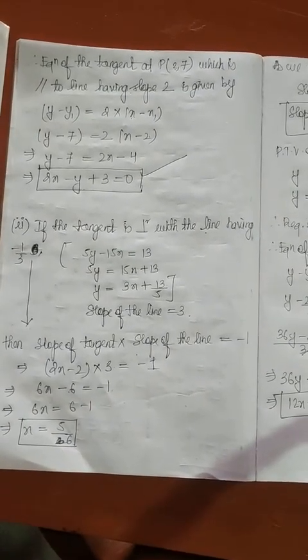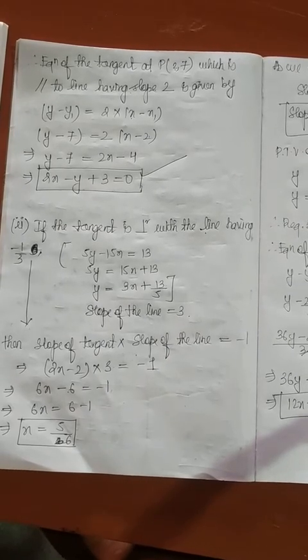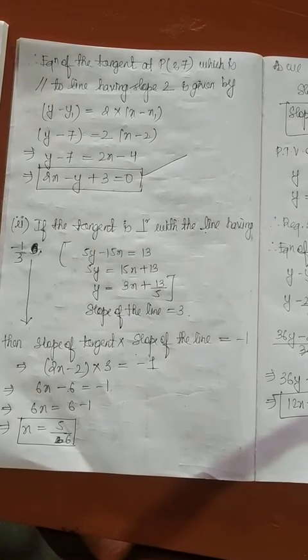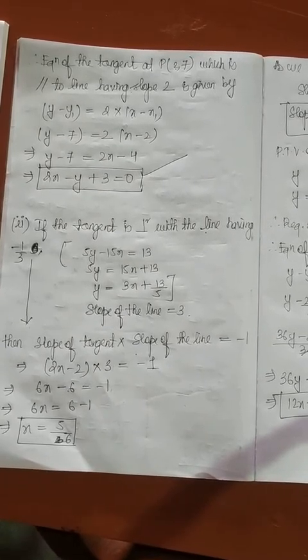Now in question number 20 part 2, there's a bit of a twist. We need to understand the twist. Find the equation of a tangent to the same curve. The curve is the same, but one thing is given: that tangent is perpendicular to the line 5y minus 15x equals 3.